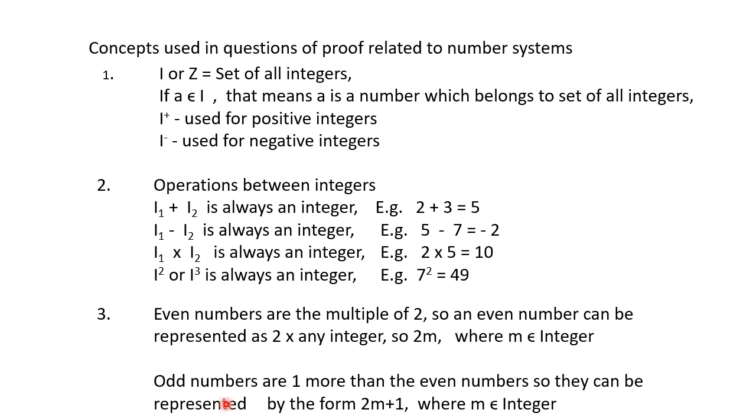Just like that, odd numbers are one more than the even numbers. Any odd number can be represented as 2m plus 1. Suppose you have 11 as an odd number, then it can be represented as 2 into 5 plus 1, that is, 2m plus 1. It will clearly specify this form. 2m plus 1 will give you an odd number, and the 2m form will give you an even number. This will be used in the questions of proofs related to even and odd.